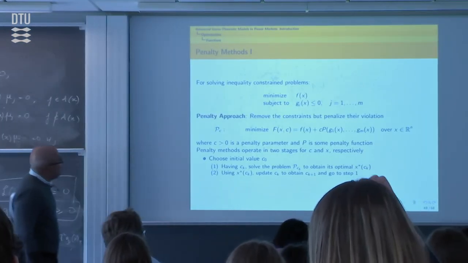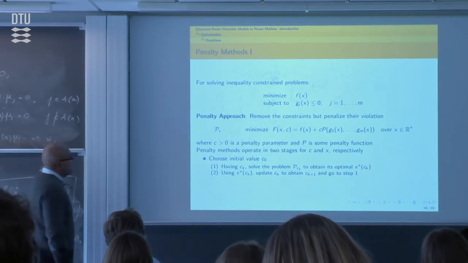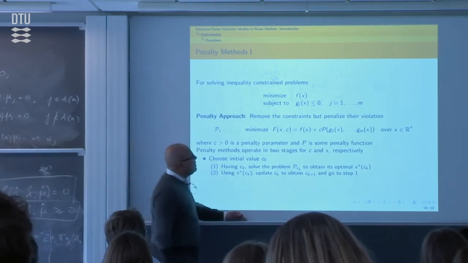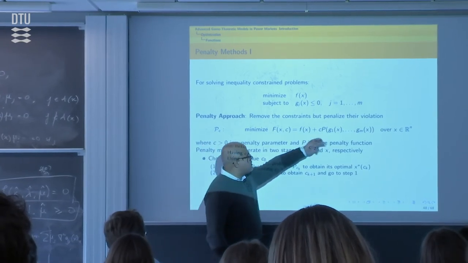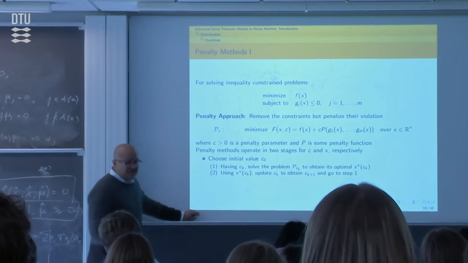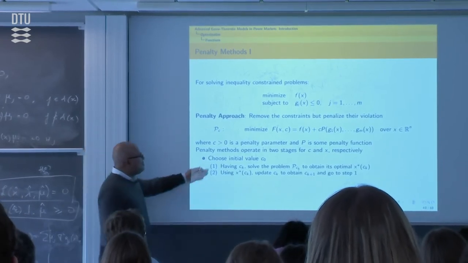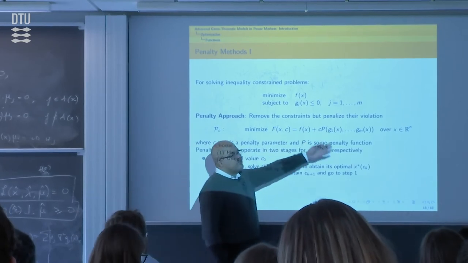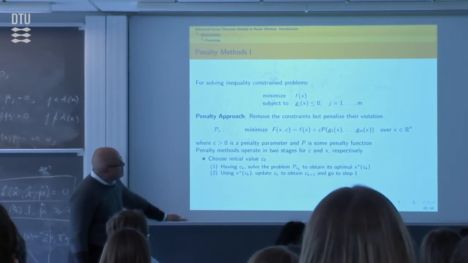Here's another method. It's called a penalty method. So in penalty methods, you replace a constrained problem with a penalized problem. This penalty function takes all of the constraints and essentially constructs some function. And then you try and minimize this function at every step. And penalization methods have been known since the 60s.